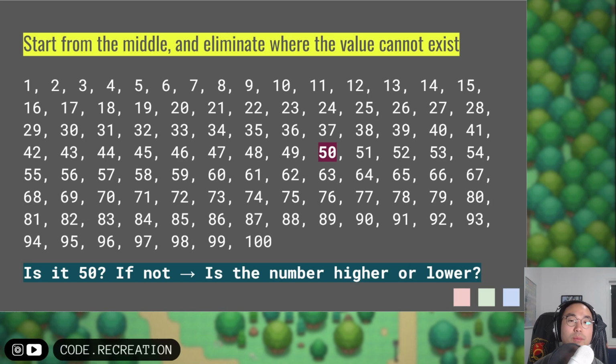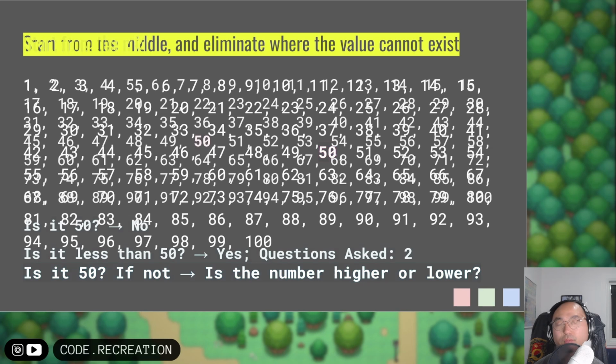So we're going to start from the middle and start eliminating where the value cannot exist. So the first question is, is it 50? And if not, we're going to look at if it's higher or lower. In this case, we're going to ask if it's less than the value that we asked. We're going to know which half to remove.